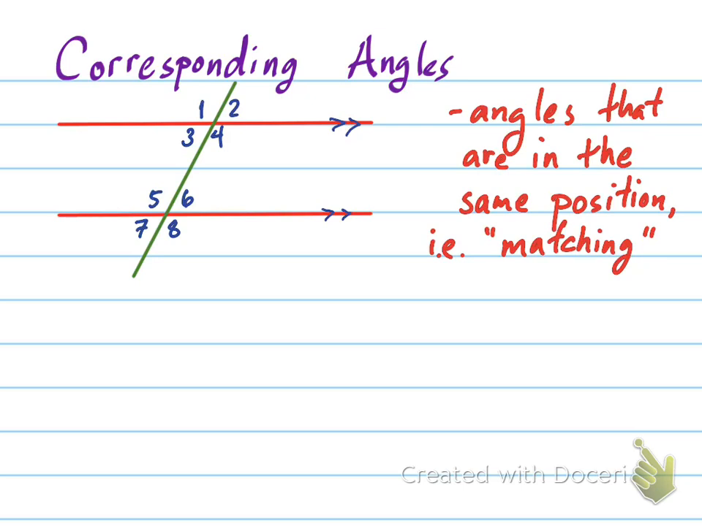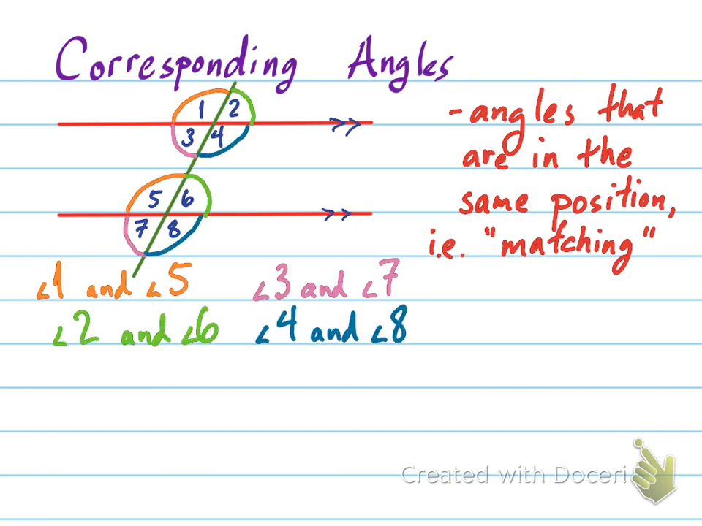All right, so let's number them and give some specifics here. So angle 1 and angle 5, you can see they're in that upper left position for each of the intersection points. And so they're called corresponding angles. Same with angle 3 and angle 7. Those are corresponding angles in the same position. And then we've also got 2 and 6, and angles 4 and 8 are also two more pairs of corresponding angles. So that's a really important thing to recognize.